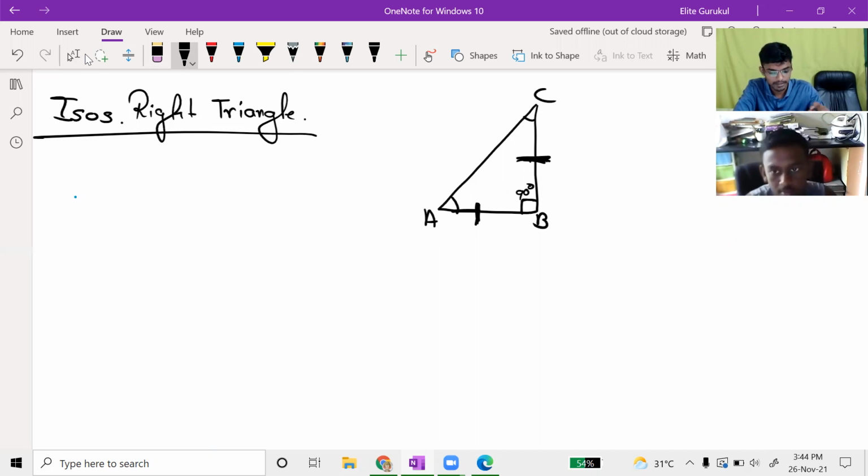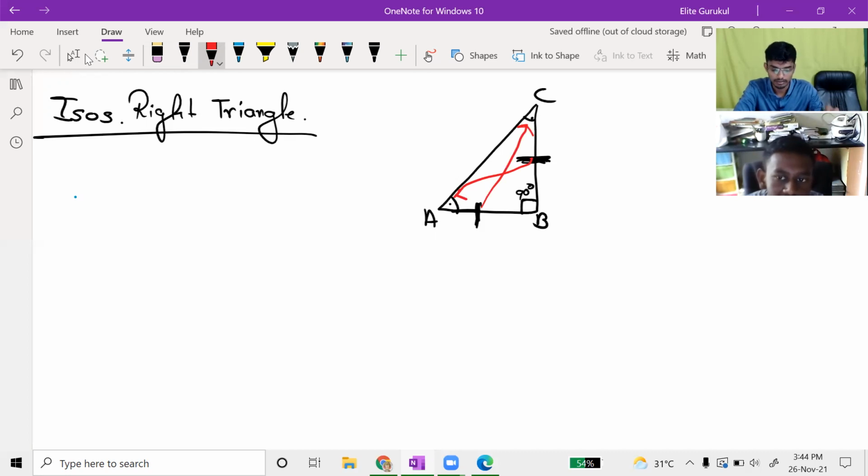मतलब कि क्या है कि जब दोनों साइड इक्वल है तो उनके ऑपोजिट एंगल्स भी एक दूसरे को इक्वल ही होंगे ना, जैसे कि इसका ऑपोजिट एंगल ये है और इसका ऑपोजिट एंगल ये है. यस और नो? Yes, sir.